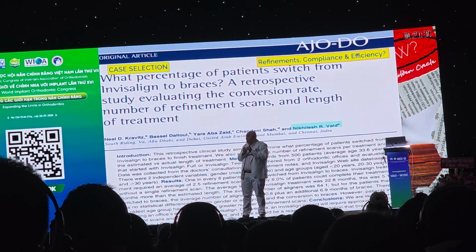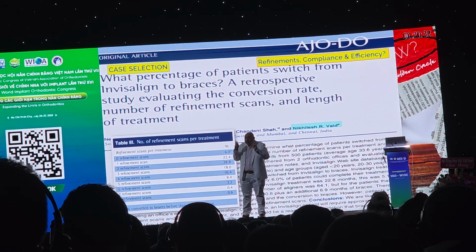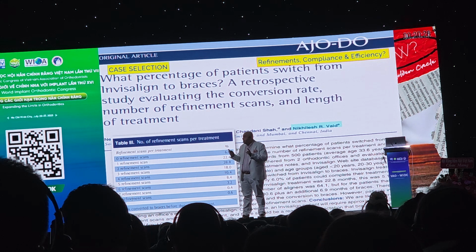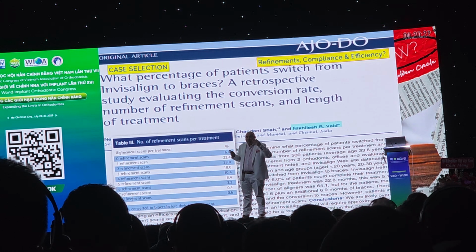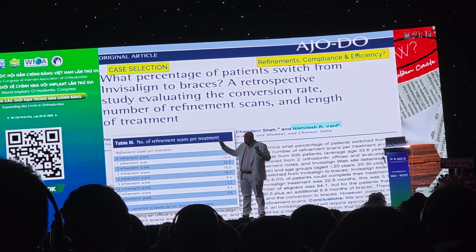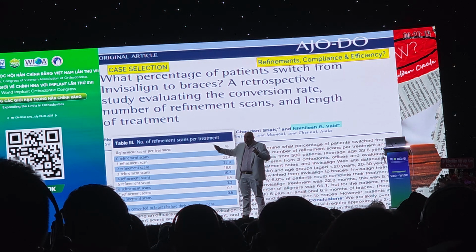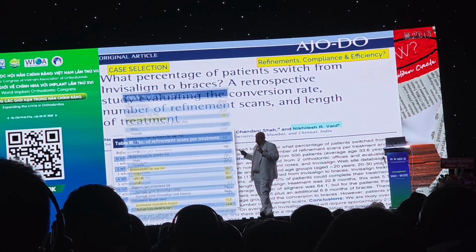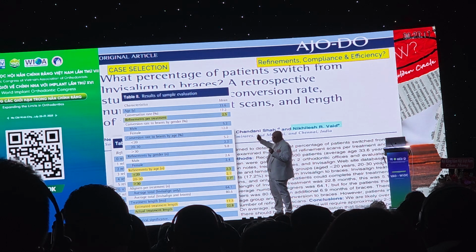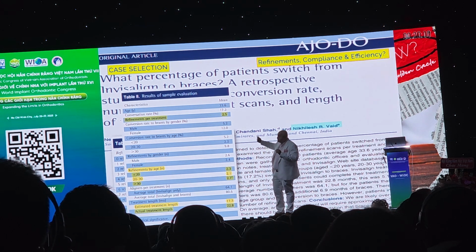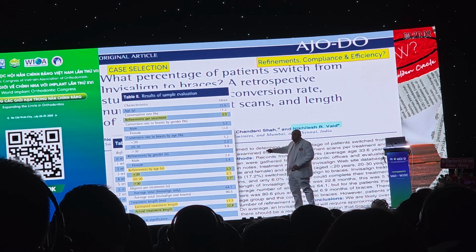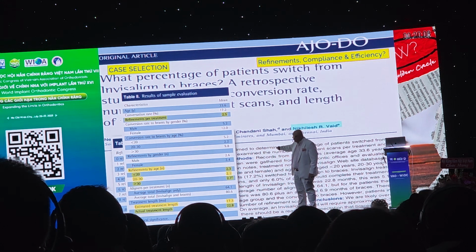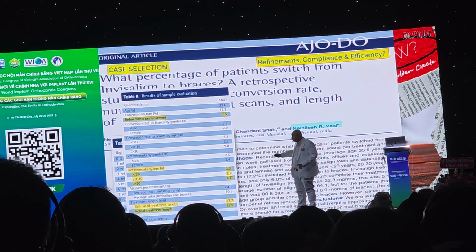It's important to understand that for just non-extraction cases, most of your patients needed 3 refinement scans. 2.8 is a figure that we got. There were patients even for non-extraction cases that needed up to 6, 7 and 8 refinement scans. Now, in terms of refinement per treatment, on an average, statistical average was 2.5. When the age increases above 30, your number of refinements tend to increase.